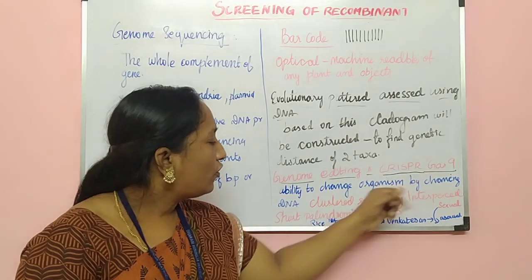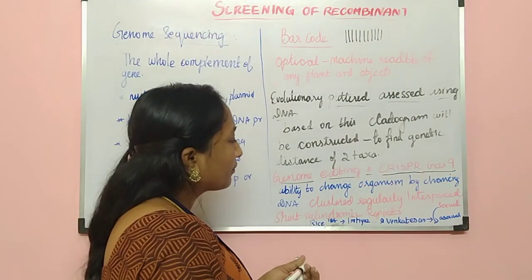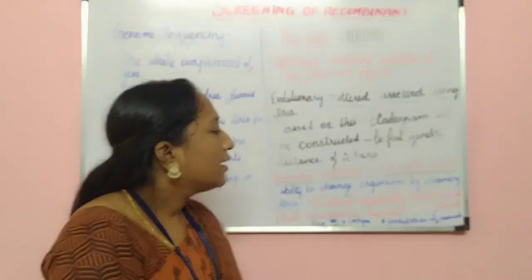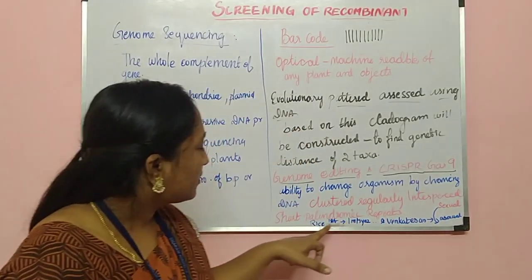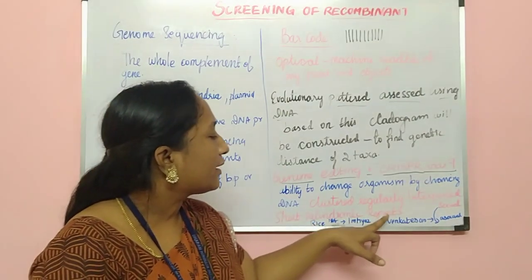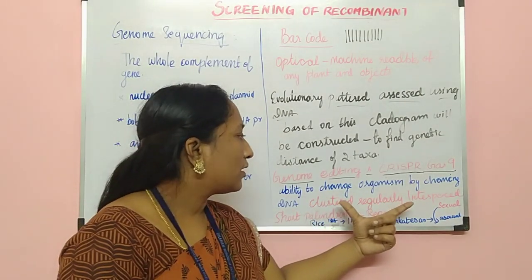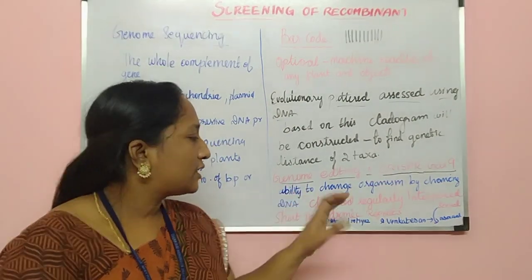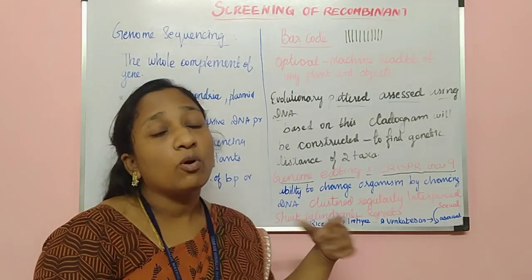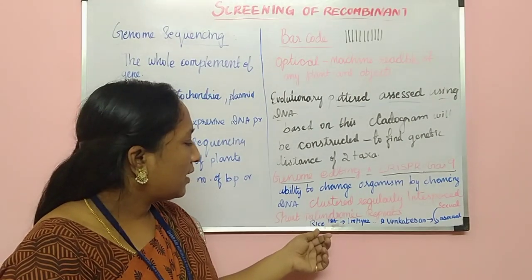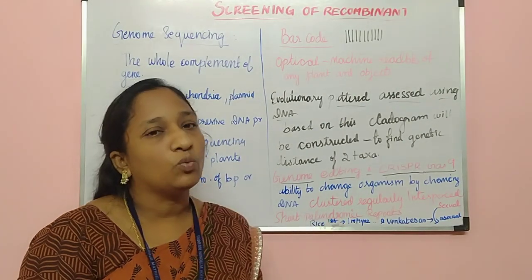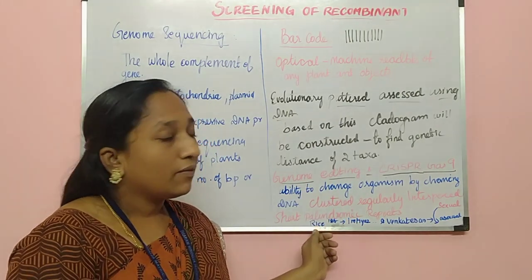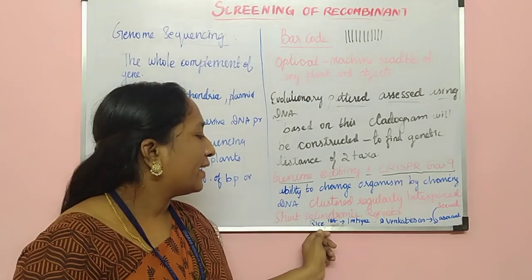The full form is clustered regularly interspaced short palindromic repeats. This is a method used to make changes in the DNA sequence, and they also got success in that. The first species in which the genome sequence was edited is rice.